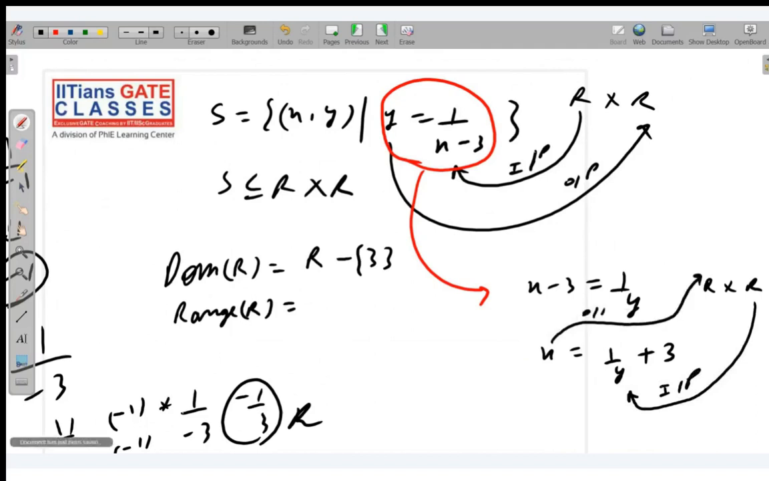Now see, can I put any input y here? No, I cannot put 0, because the moment I put 0, it will be 1 by 0. Now x will not be a real number, because x should be a real number. So 1 by 0 will not be a real number. So except 0, I can put anything. So R minus 0. This is my answer.